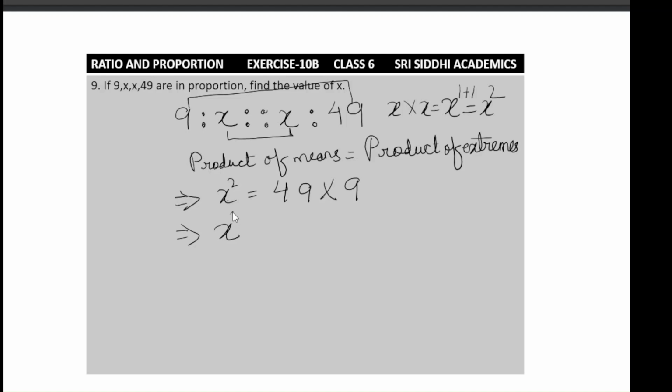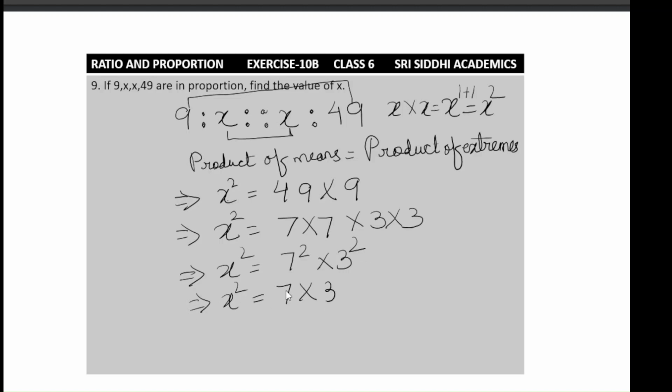Now if this side is x square, 49, can you tell me which number multiplied by itself gives 49? 7. 7 multiplied with 7 gives 49. Similarly 3 multiplied with 3 gives us 9. So x square is actually 7 square multiplied by 3 square. Can I not write it like this also? 7 into 3 whole squared, because 7 is squared and 3 is squared.